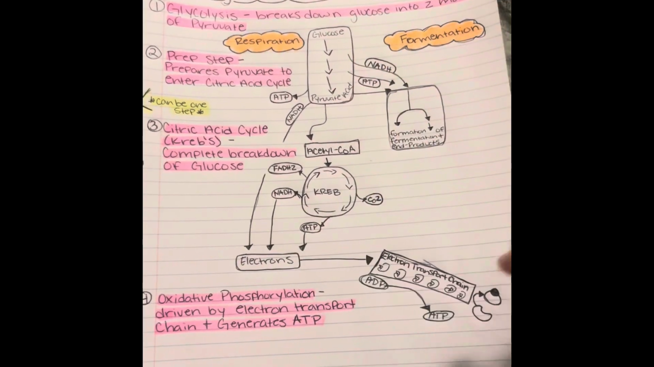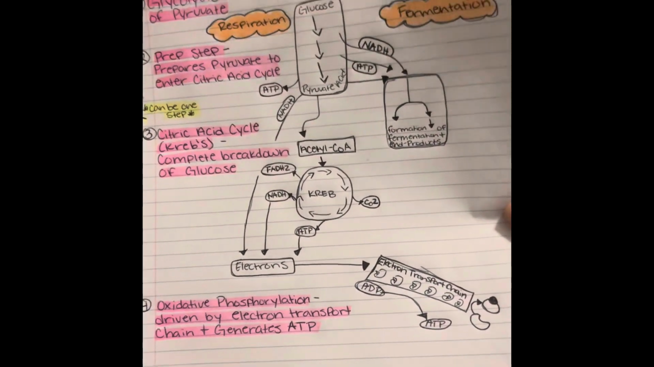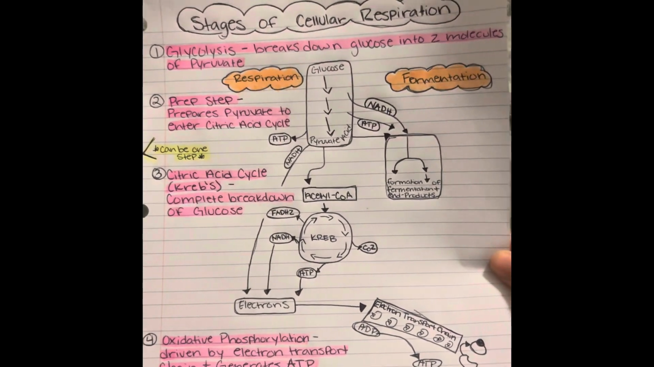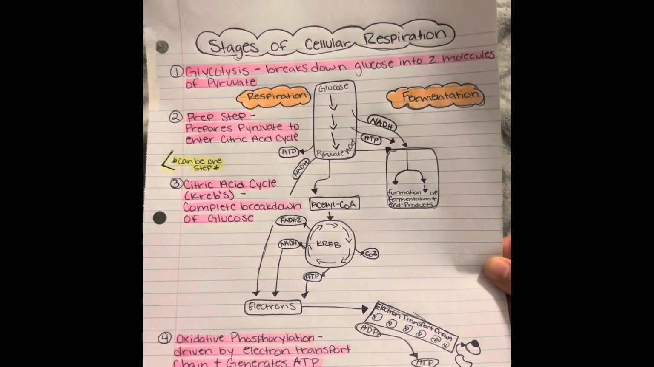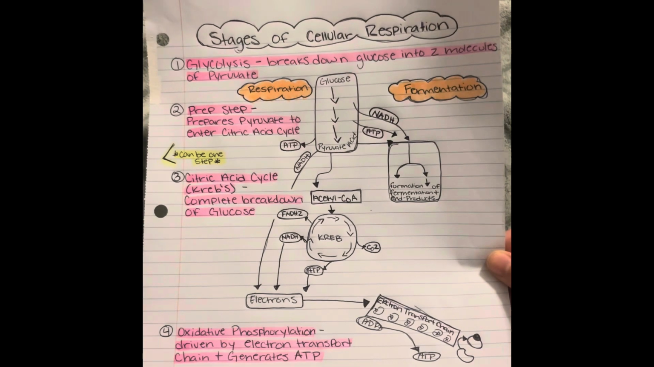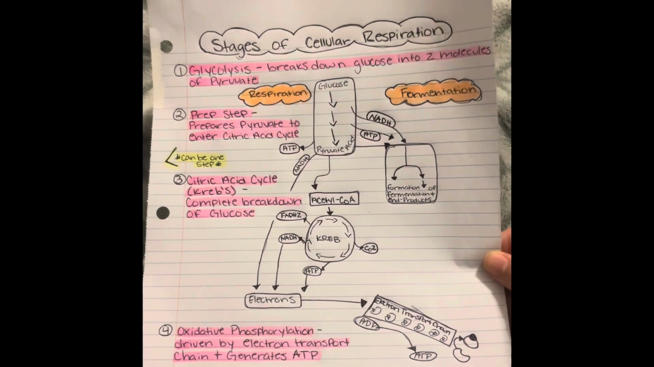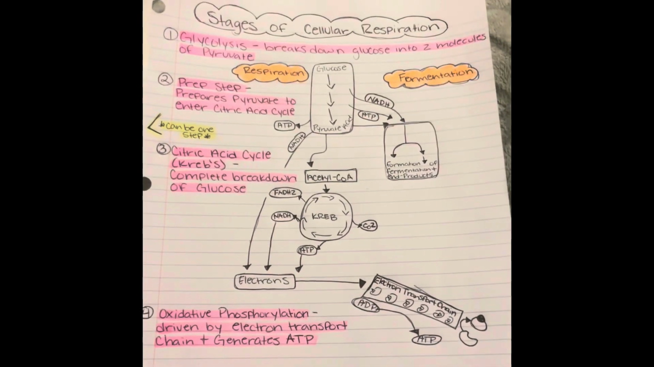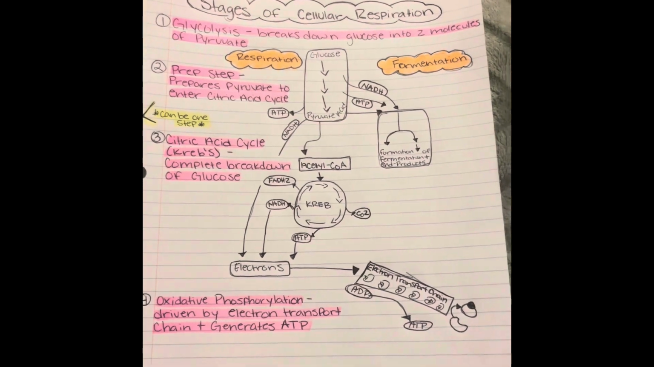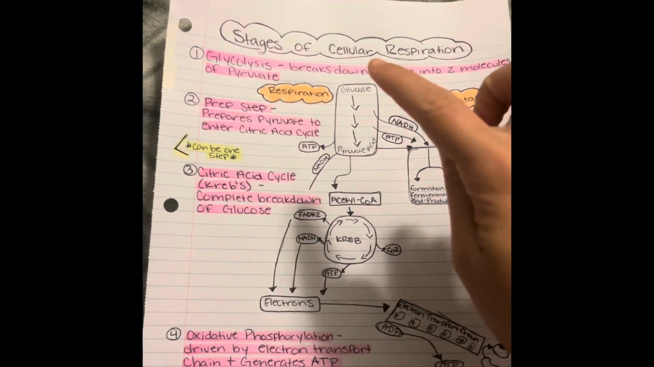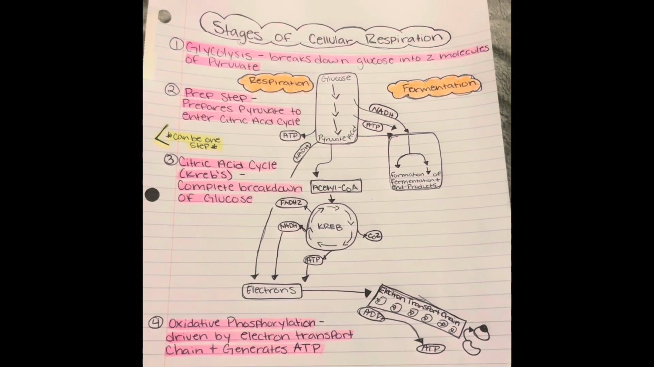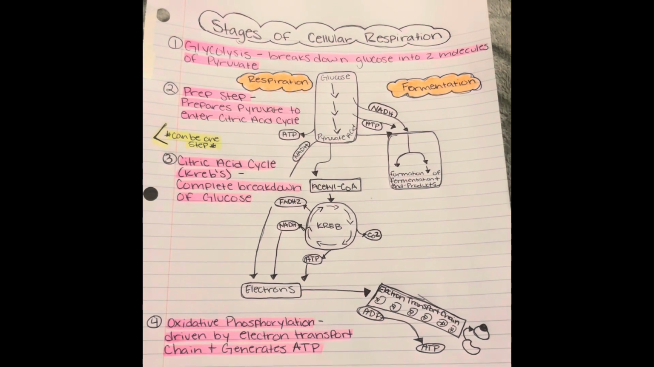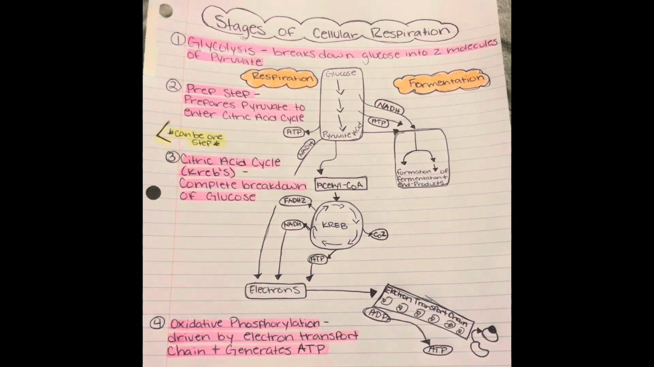So here is the diagram for representing the stages of cellular respiration. There's 4 steps. Sometimes step 2 and 3 can be one step. So we'll start with the first step, glycolysis. Glucose is broken down into 2 molecules of pyruvate.